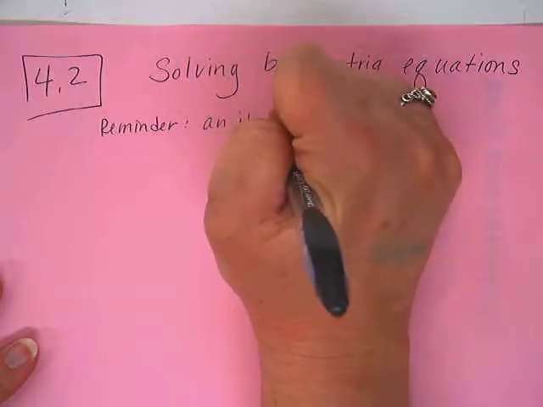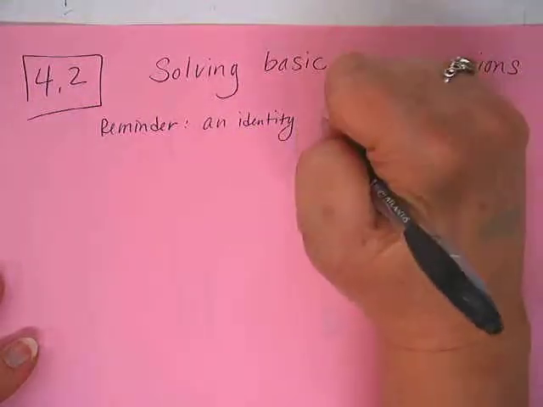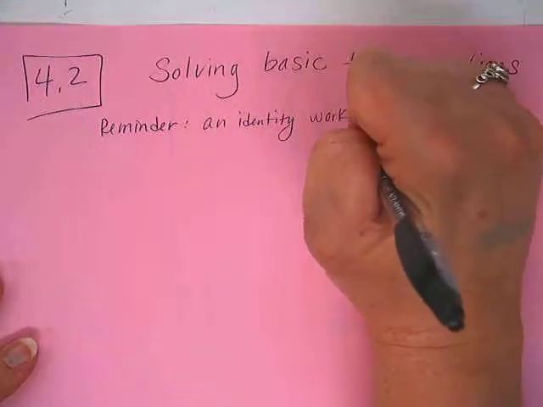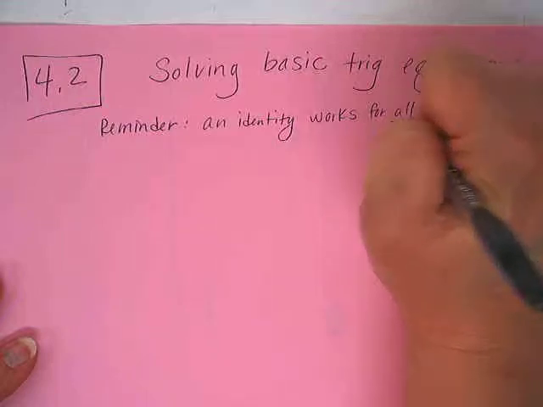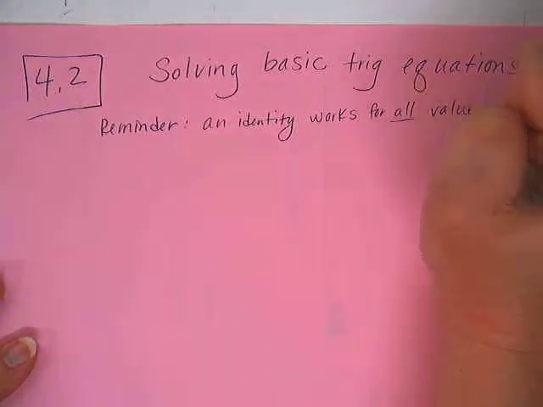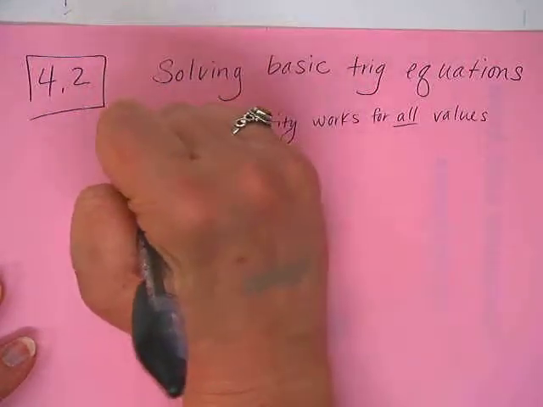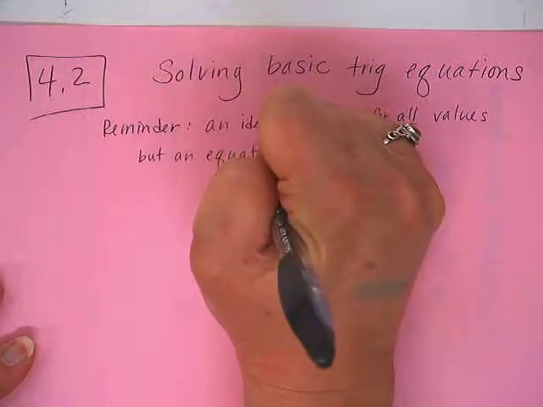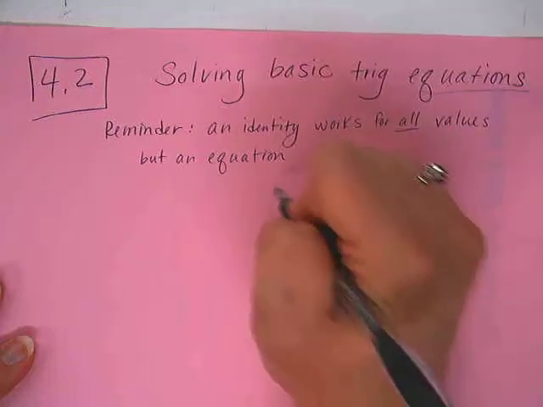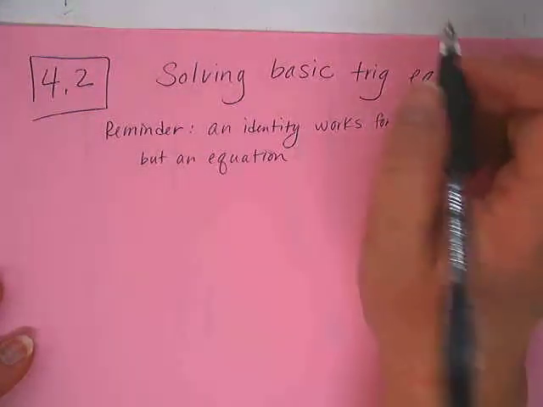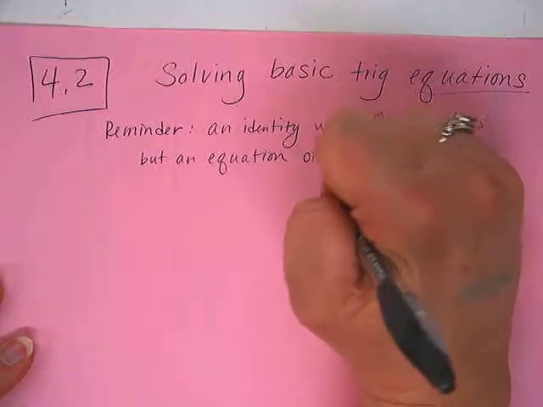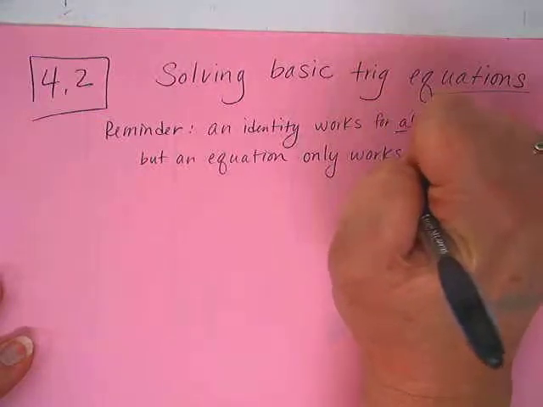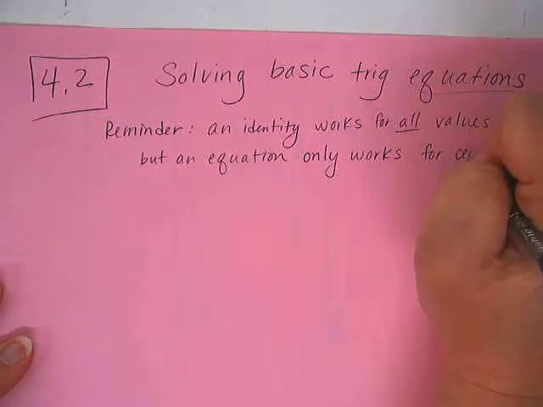Identity works for all values. Okay? But an equation, which is what we're studying today, only works for certain values.